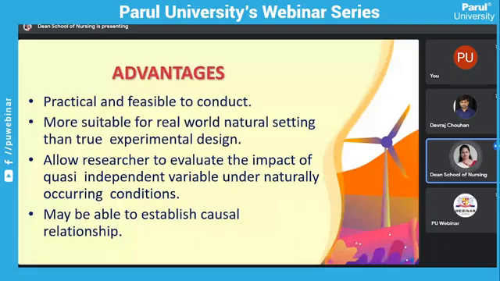The disadvantages: it has no control over the extraneous variables. Due to the absence of a control group, it may be less reliable and weak for the establishment of a causal relationship between dependent and independent variables.